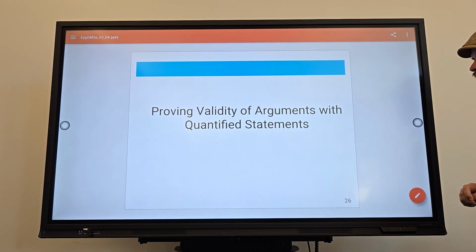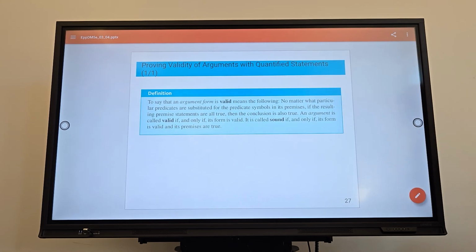Proving the validity of arguments with quantified statements. All right, definition. Valid means the following. No matter what particular predicates are substituted for the predicate symbols in its premises, if the resulting premise statements are all true, then the conclusion is also true. An argument is valid if and only if its form is valid. It is called sound if and only if its form is valid and its premises are true.